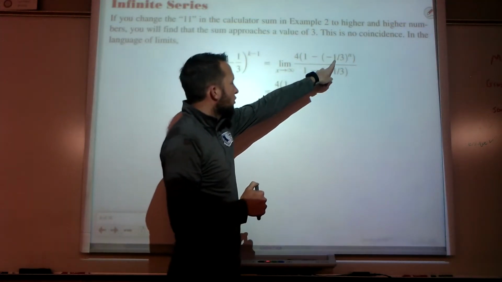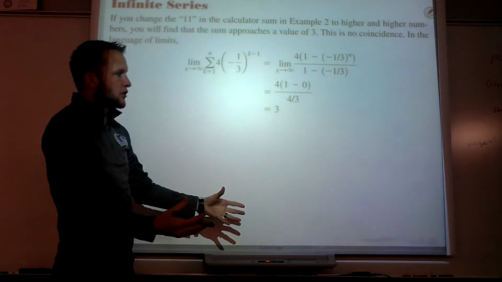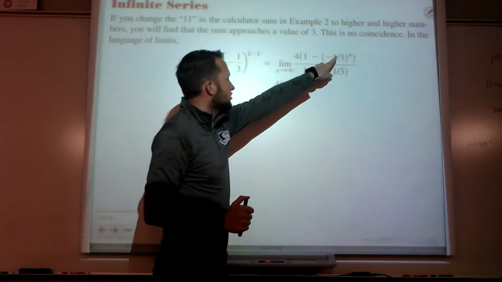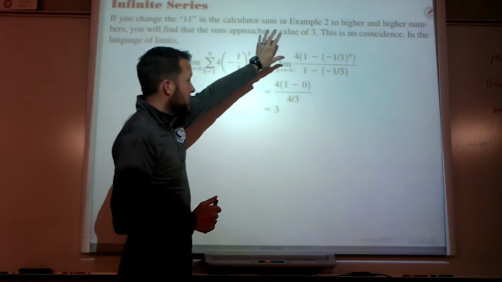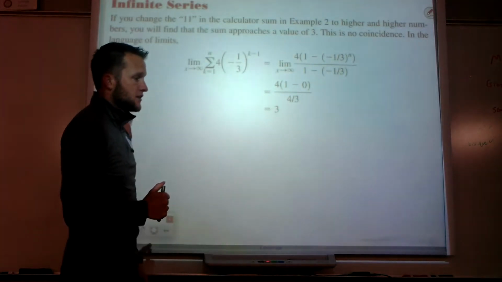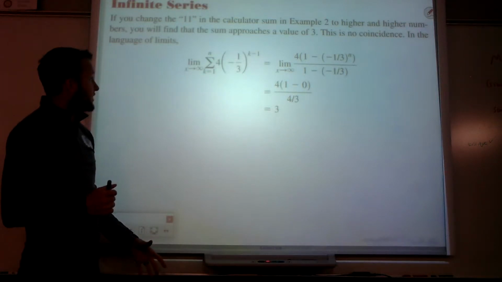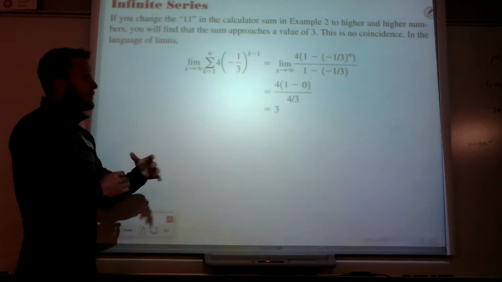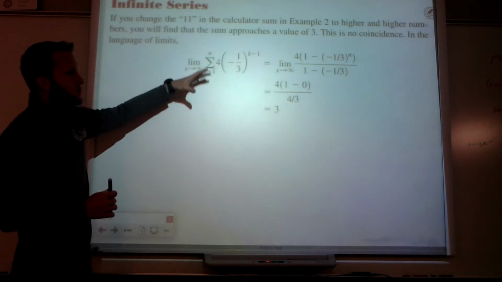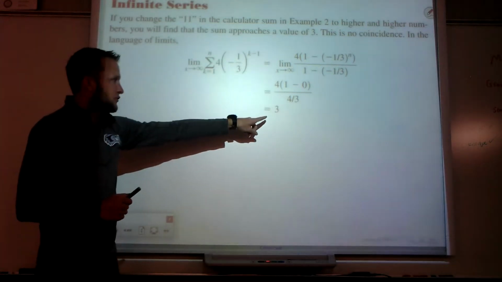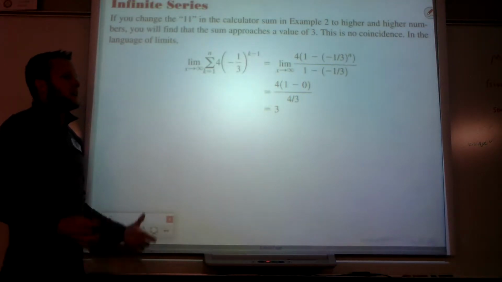Well, negative 1/3, if I raise it to a really big number, it gets smaller and smaller and smaller. So if I raise it to infinity, that's just going to turn into 0. And when I use this formula we came up with last time, it turns it into 3. So what we have right here are just two examples of how, if I take something that's infinite, if it has a limit that it's approaching, then we can actually represent that infinite sum as a finite number, which is 3.